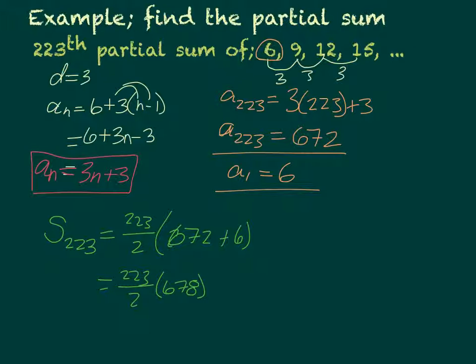All right, and then I just type that into the calculator, and I have S sub 223 equals 75,597. And that's your final answer.